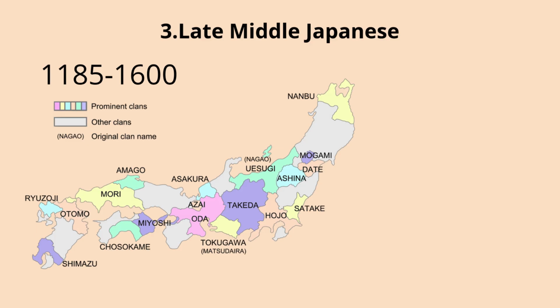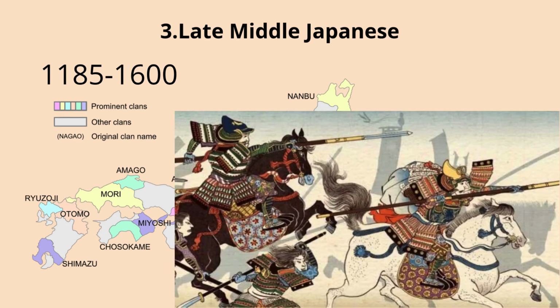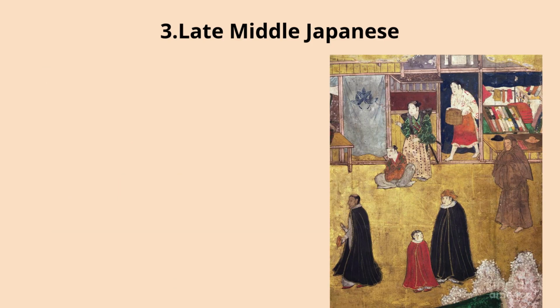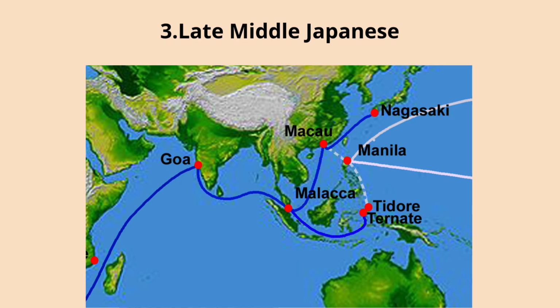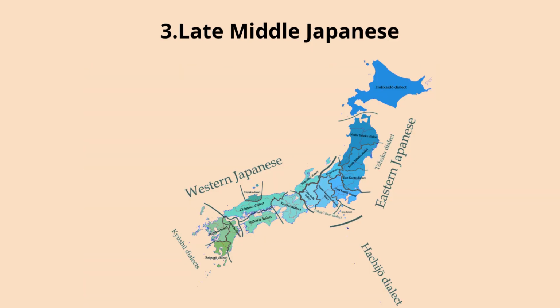Then the late Middle Japanese period, approximately between 1185 to 1600, was a time of endless war. Power shifted from the elegant court to warrior lords, starting a system where strong families ruled different areas. Japan also started to have limited contact with Europeans, Portuguese, Spanish, and later Dutch traders and missionaries. This brought the first European words into Japanese, mainly for new goods and religious ideas. This period of division also saw more differences develop between dialects.